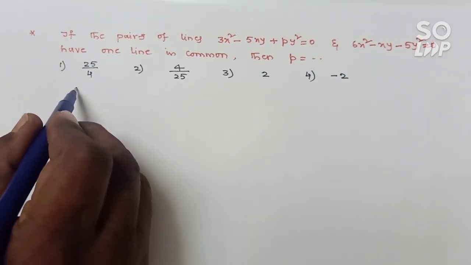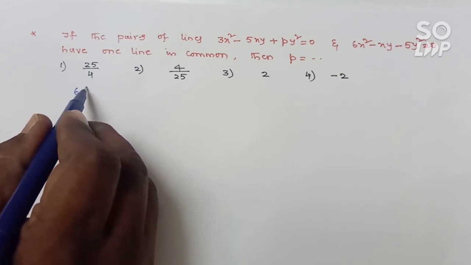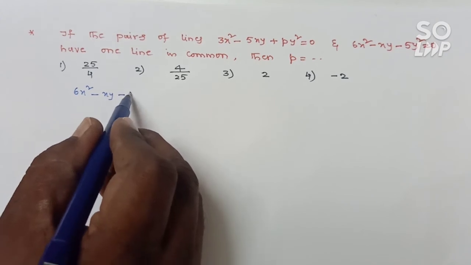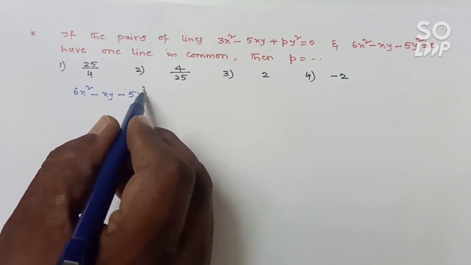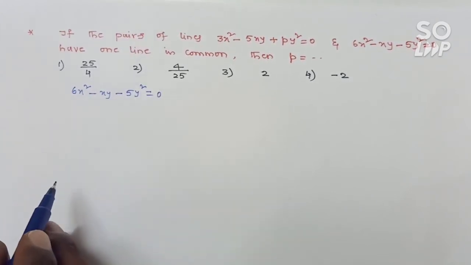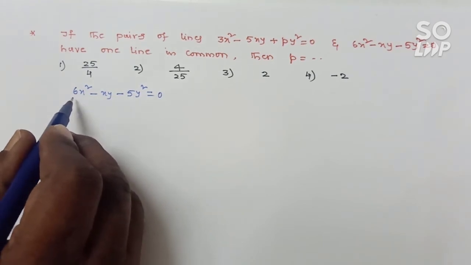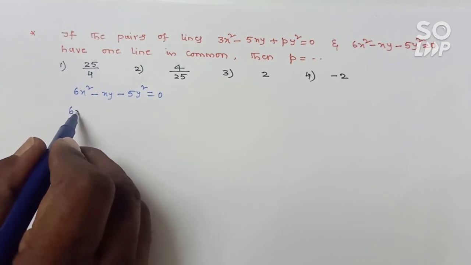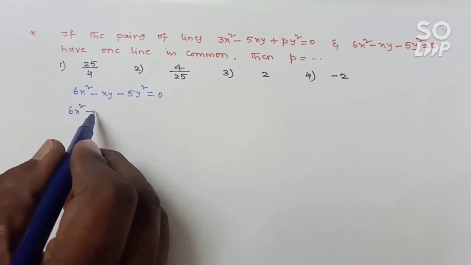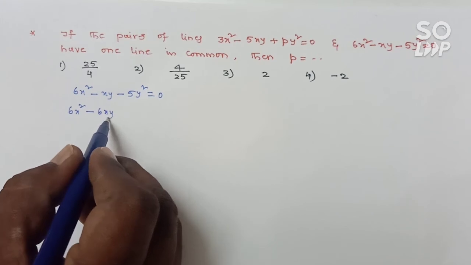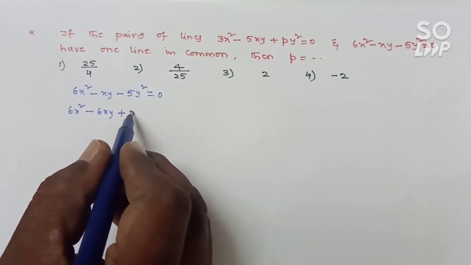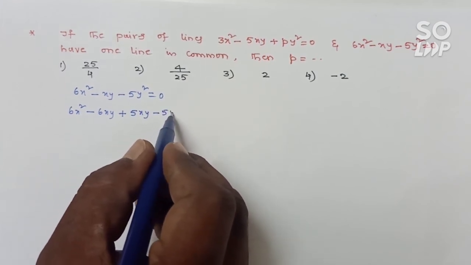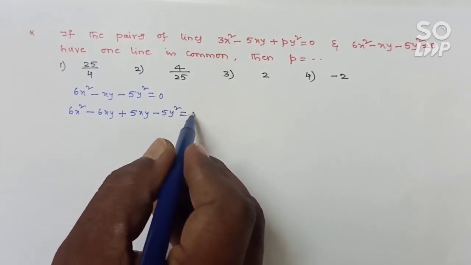See, what is the second equation? 6x² minus xy minus 5y² is equal to 0. What are the factors of this one? 6 into minus 5 is minus 30. So here it is 6x² minus 6xy plus 5xy minus 5y² is equal to 0.